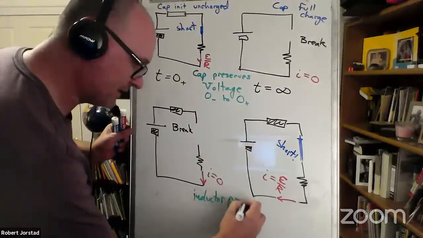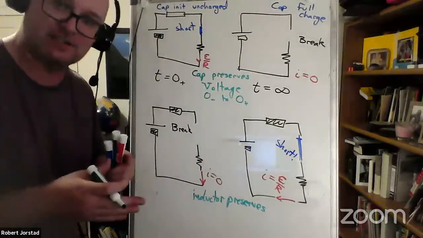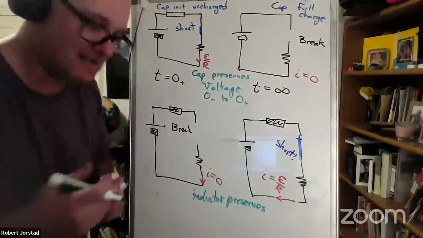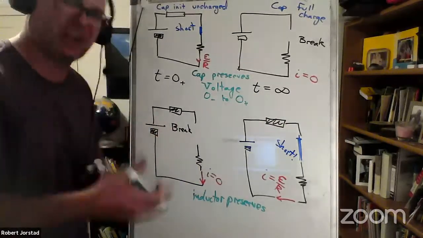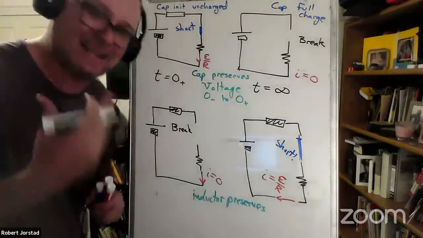Inductor preserves what? The current. The current, right? It was initially no current. It keeps that current locked because it doesn't like changes in magnetic fields. Magnetic fields are caused by currents. So inductors oppose current changes. Okay, capacitors relate to electric fields.